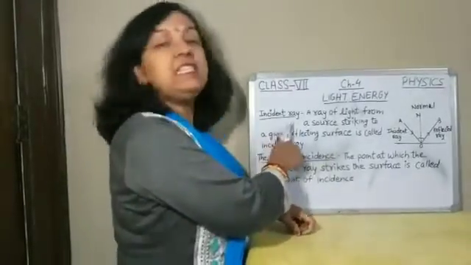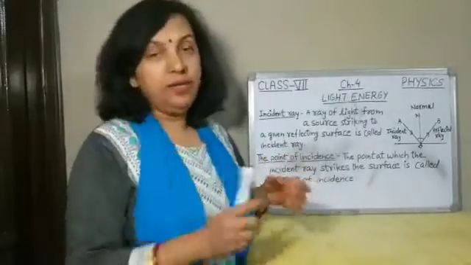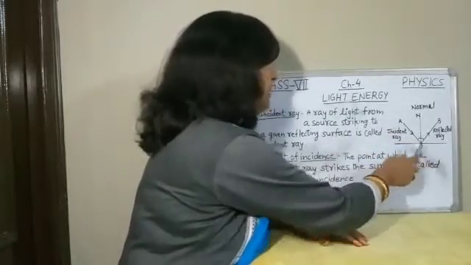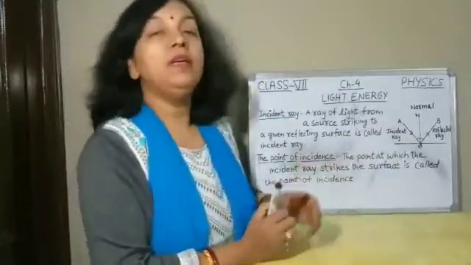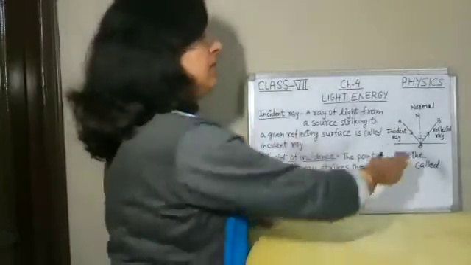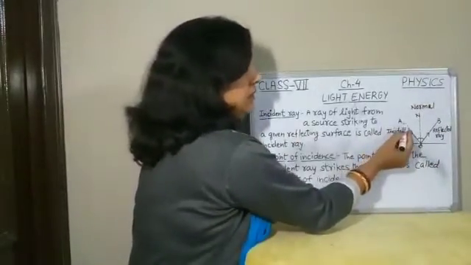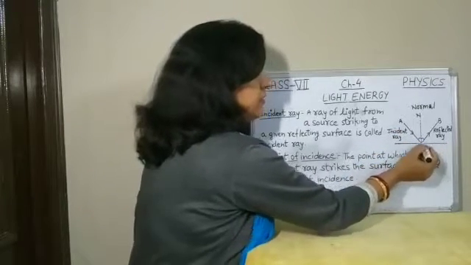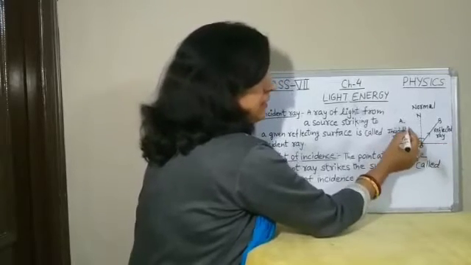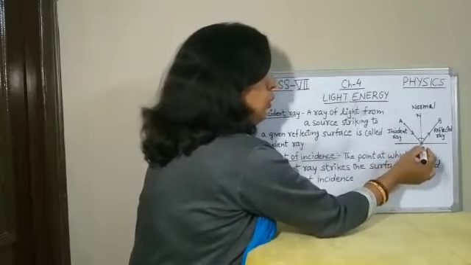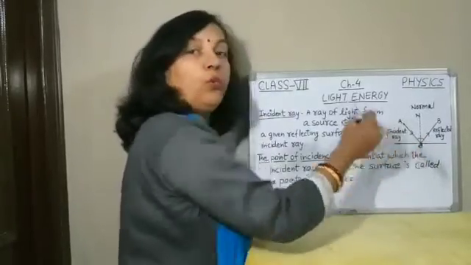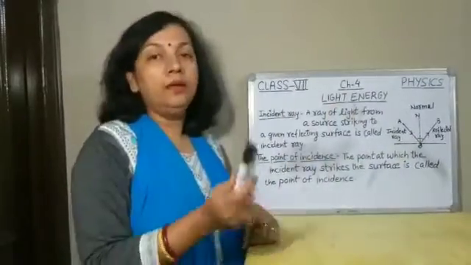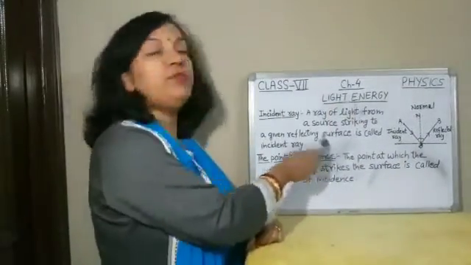First one is incident ray. A ray of light from a source striking a given reflecting surface is called incident ray. For example, in this figure, the ray of light A is striking this surface. This is the reflecting surface. It is striking at point O. So the AO will be called the incident ray. Clear?